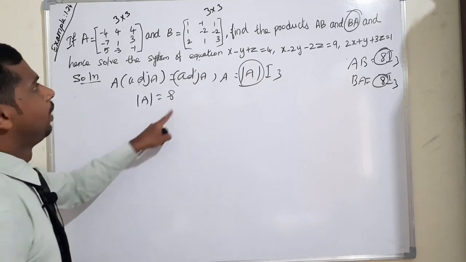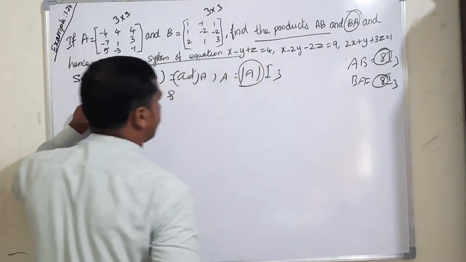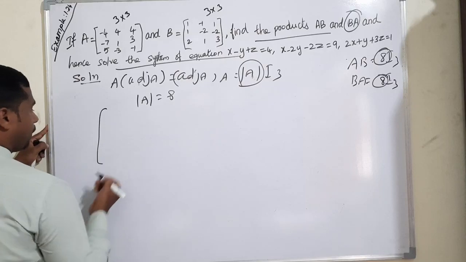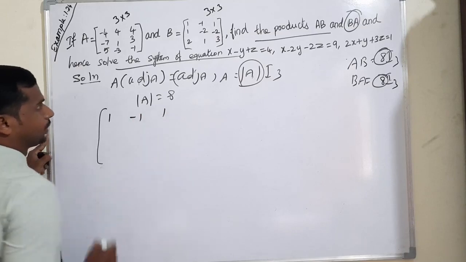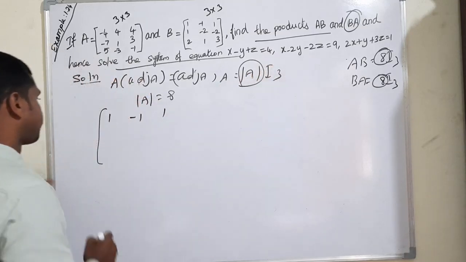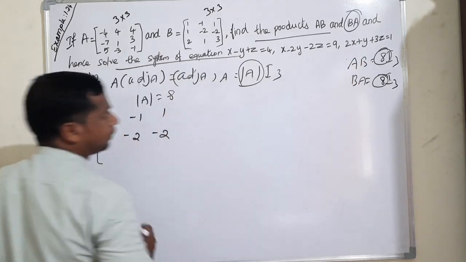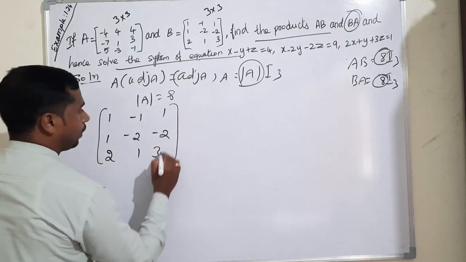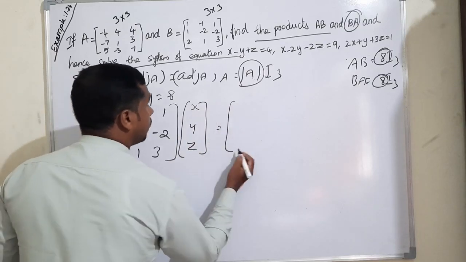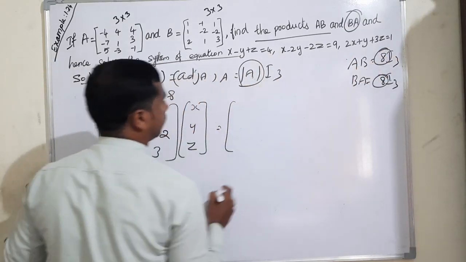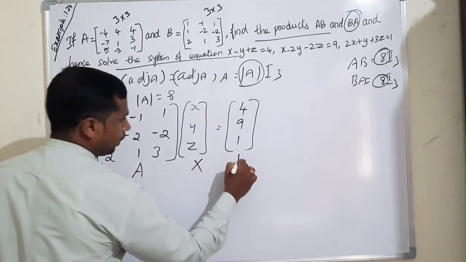So the property is over. Then again one more point they have given, finding the product is over. Solve the system of linear equations. What are the three equations? x minus y plus z, that means 1, minus 1, positive 1. Then 1, 1, minus 2, minus 2. Third equation, 2, 1, 3. So represent as x, y, z. Then constants 4, 9, 1. This is called capital A, this is called X, and this is called B.